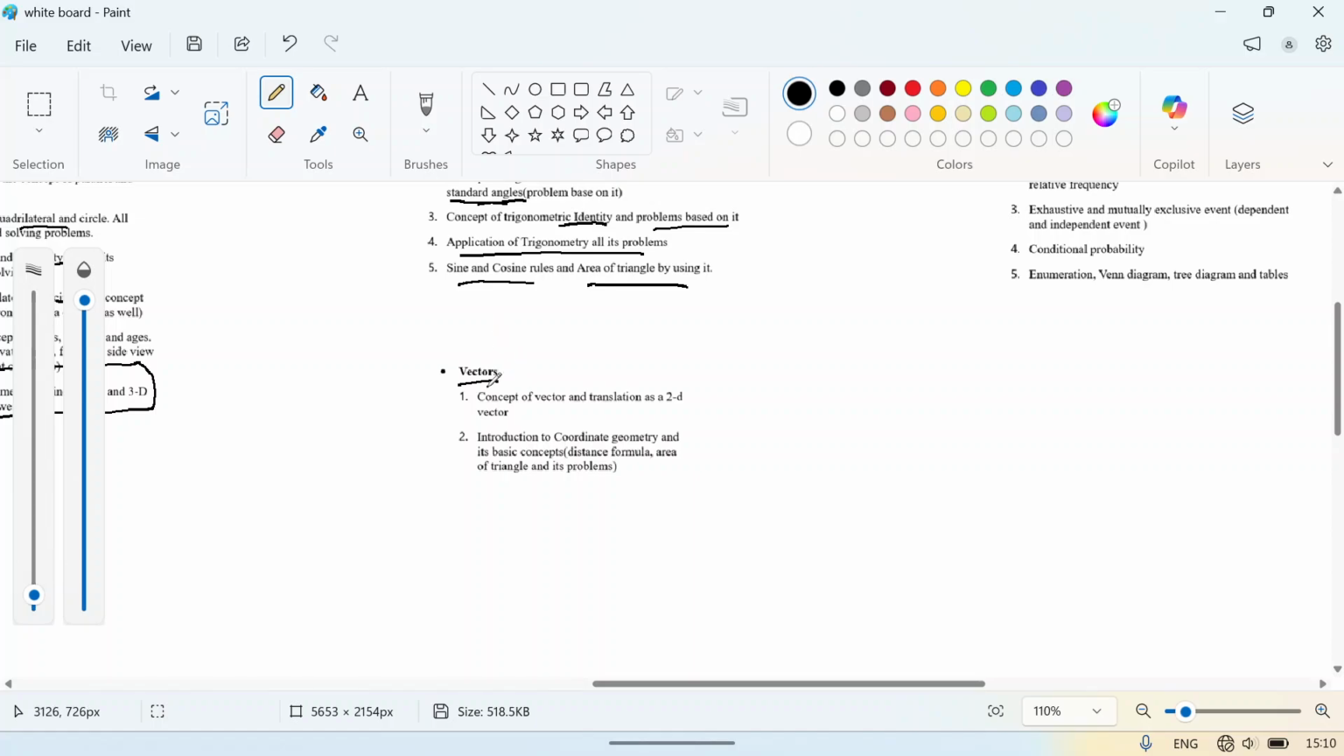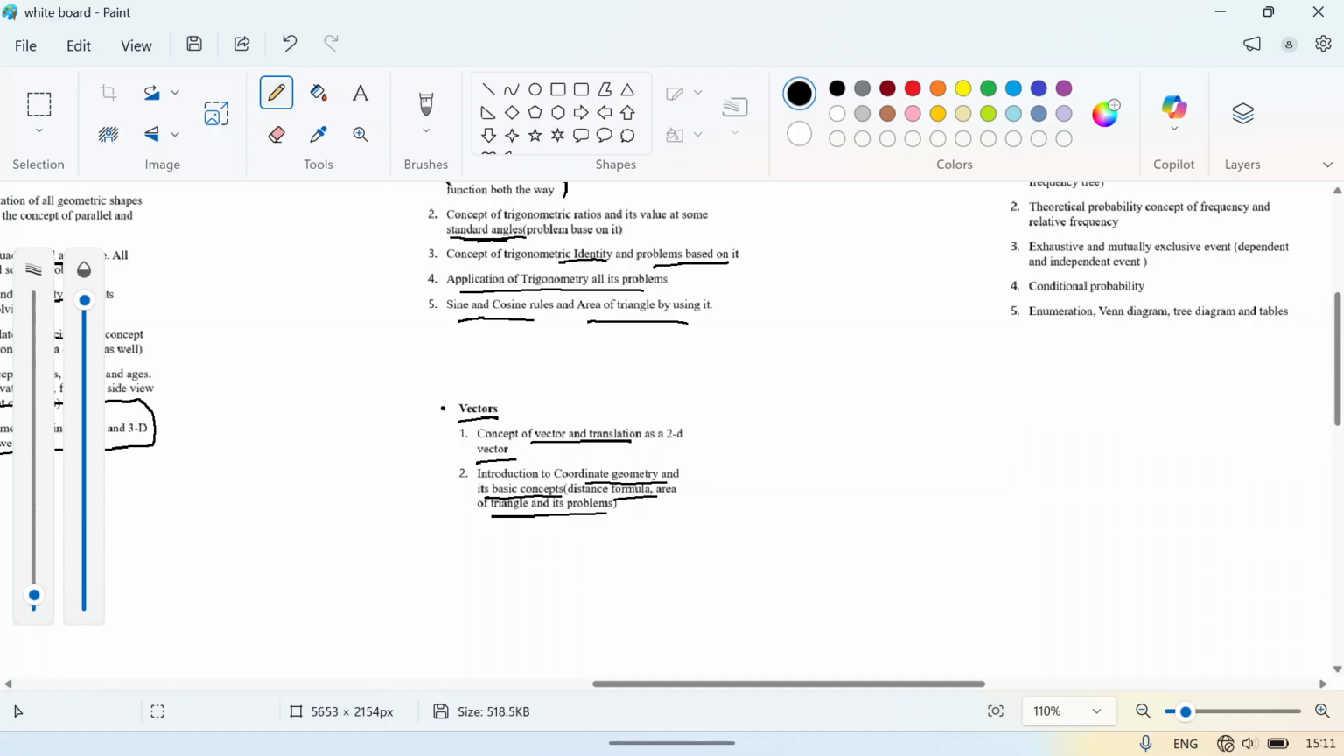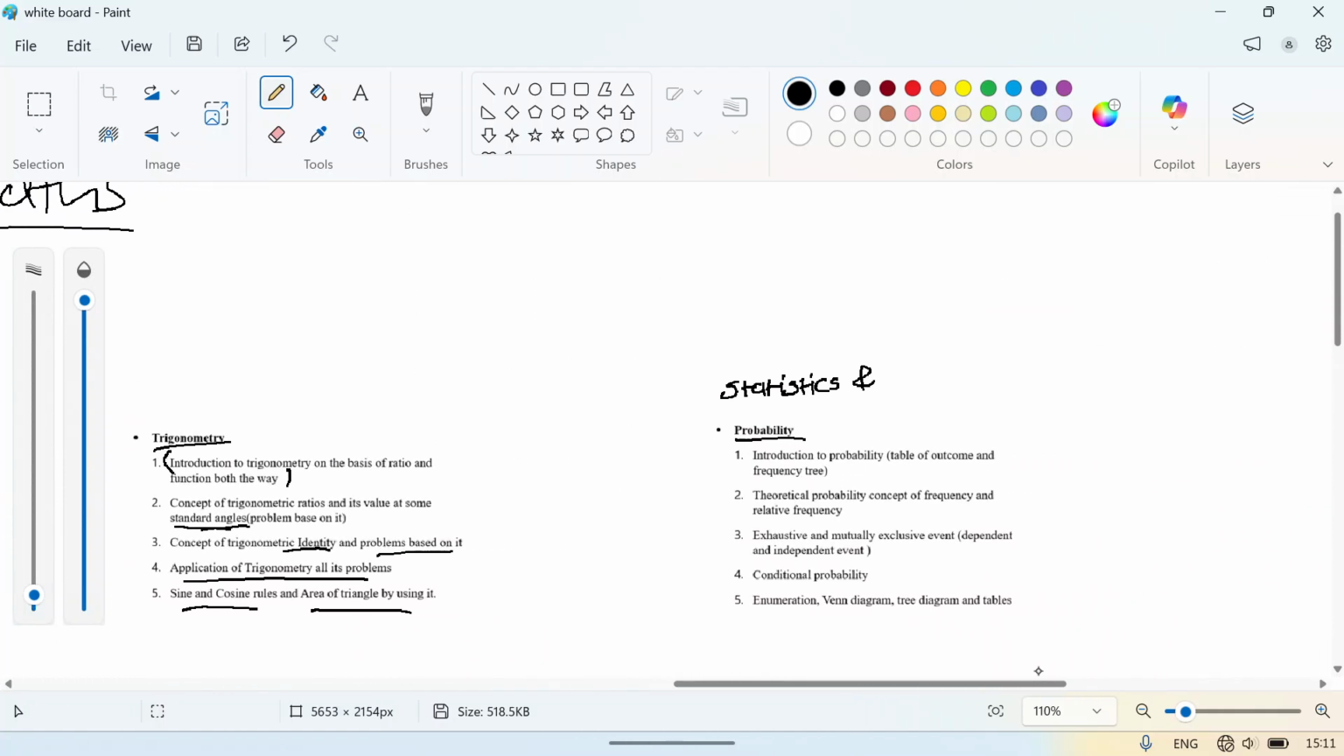Vector. This is one of the new concepts, vector and translation of 2D vector. Here we learn what a vector basically means, and how to do translation of 2D vectors, and an introduction to coordinate geometry and the basic concept of distance formula and area of triangles. So here the basic concepts related to coordinate geometry or graphical geometry, and we solve some problems based on that.